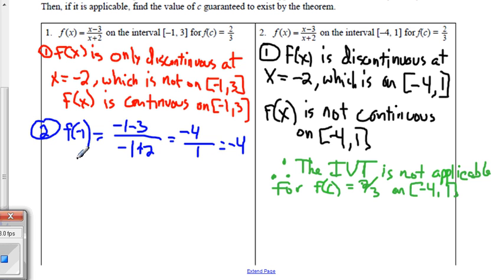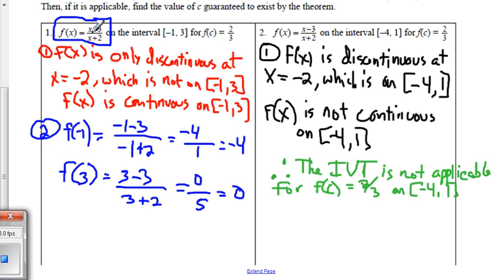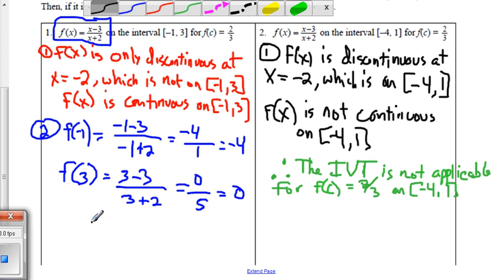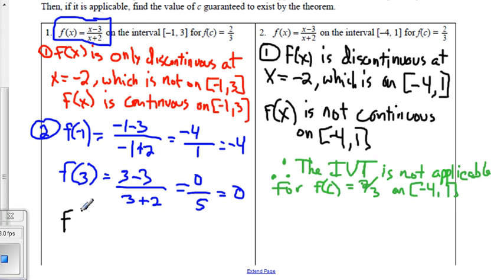So all I'm doing is substituting in and finding the values of f(-1) and f(3). Taking our original function, f(-1) equals -4 and f(3) equals 0. And I know that f(c) equals 2/3, and that's not between -4 and 0. So therefore, the intermediate value theorem, or IVT, is not applicable for f(c) equals 2/3 on the interval from -1 to 3.